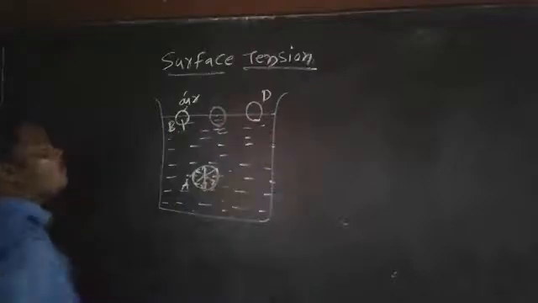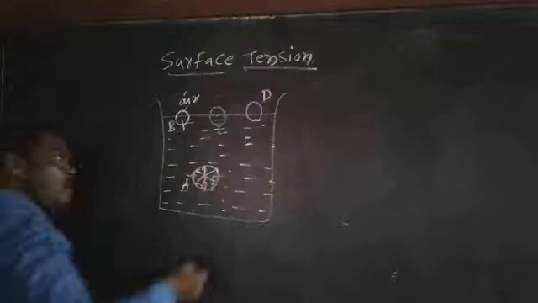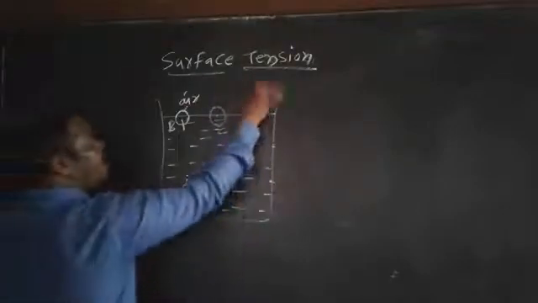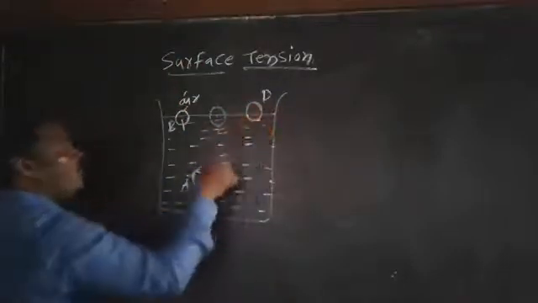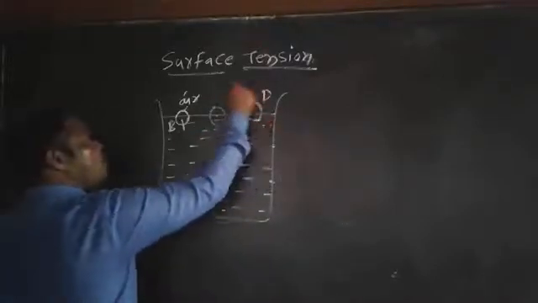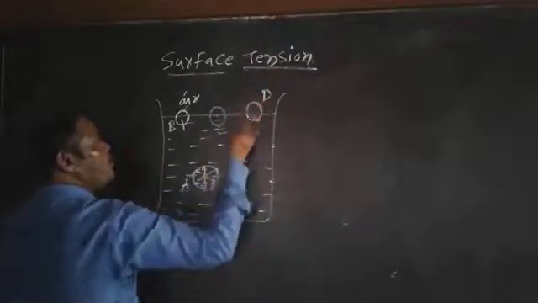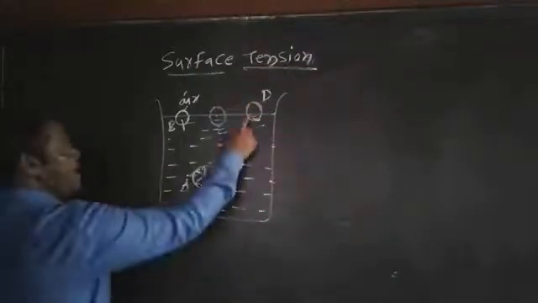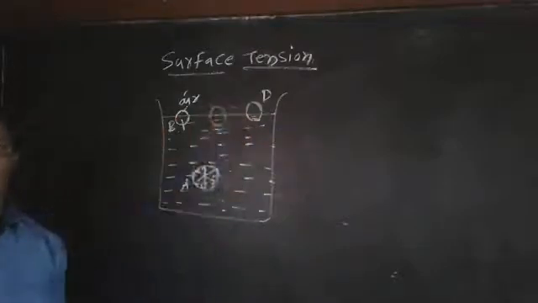Then consider the molecule D. It is outside the liquid surface. The maximum sphere of influence of molecule D is inside the air and the minimum sphere of influence is inside the liquid. So that means the adhesive force, that is, the force of attraction between air molecules and liquid molecules, is maximum, and the cohesive force for molecule D is minimum.